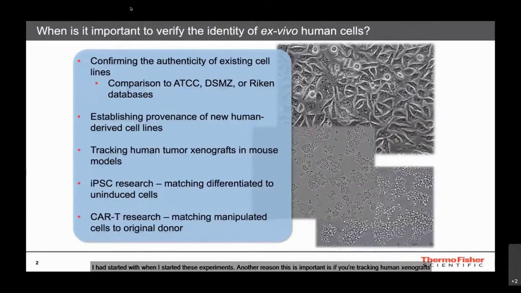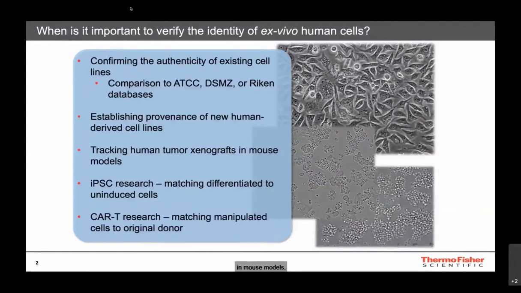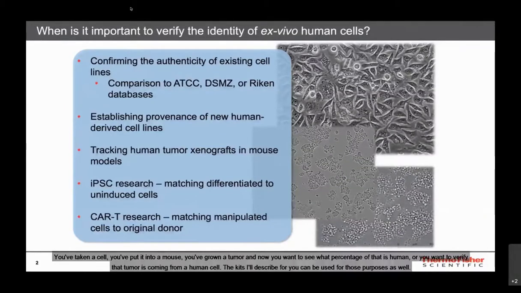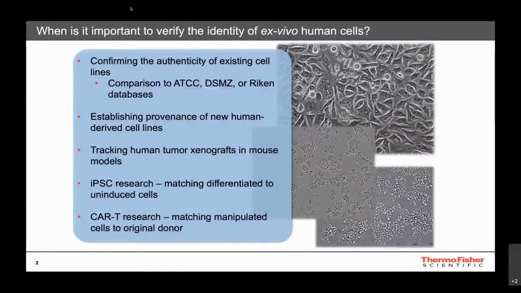Another reason this is important is if you're tracking human xenografts in mouse models. You've taken a cell, you've put it into a mouse, you've grown a tumor, and now you want to see what percentage of that, or you want to verify that the tumor is coming from a human cell. The kits I'll describe for you can be used for those purposes as well.